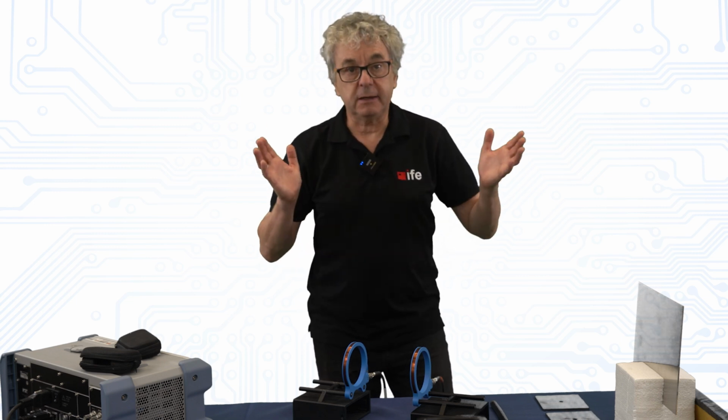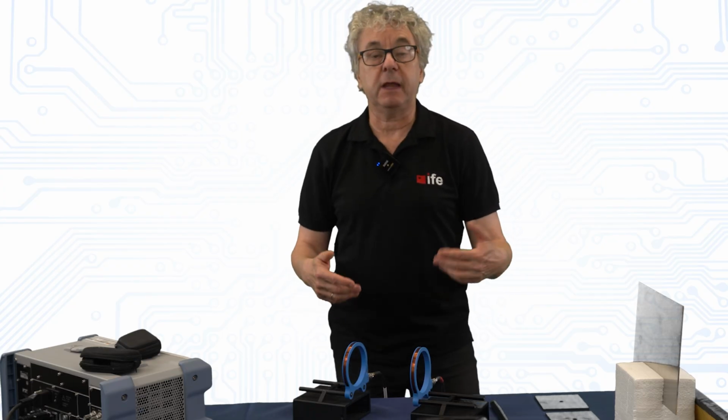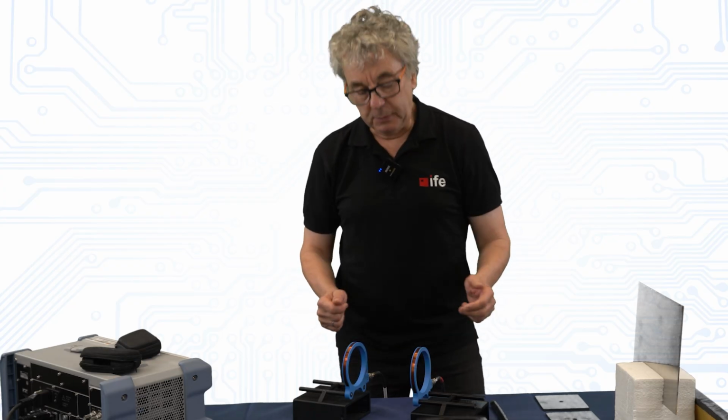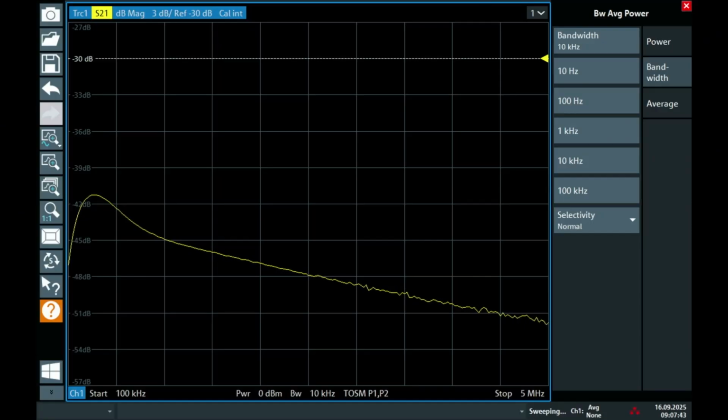So we have prepared a setup here. We have two coils, a current is flowing, they are magnetically coupling, and we can insert different materials, and what we're observing is the coupling from one coil to the other. We do it on this network analyzer, and we go from 100 kilohertz to 5 megahertz, and we set it to 3 dB a division.